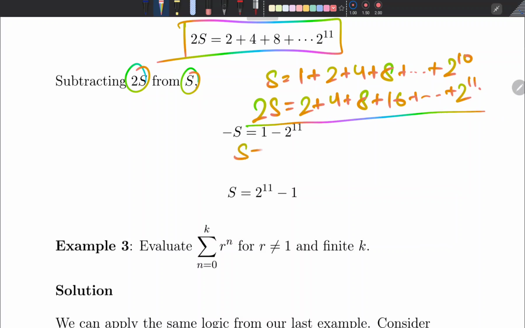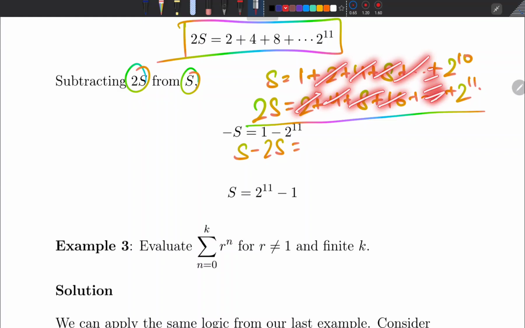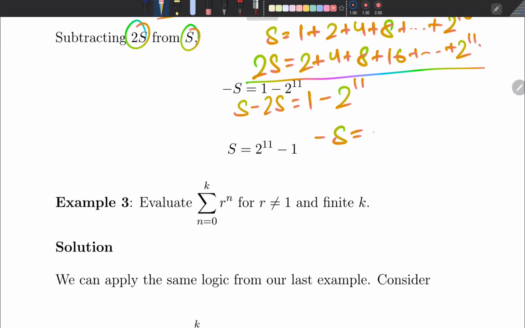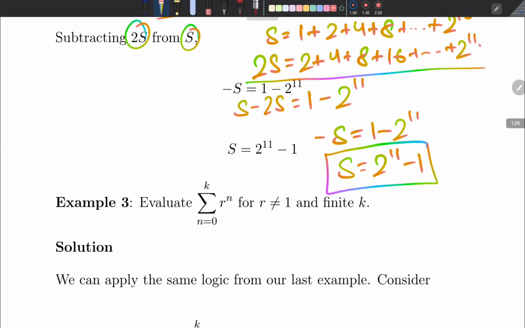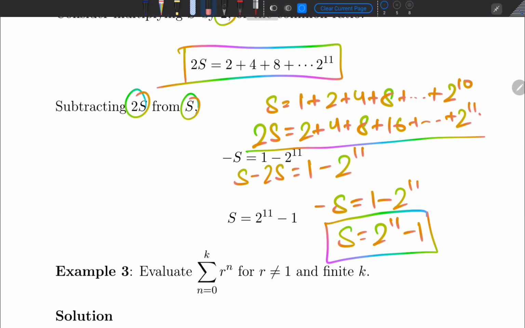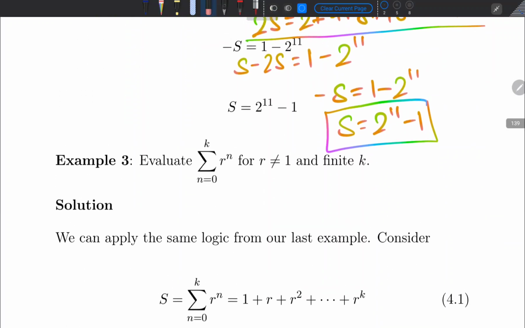So we would be having s minus 2s equals, just take a look at this, we just got rid of these 2's, 4's, 8's, 16's, and every term, and what we will be having in the end is 1 minus 2 to the 11, right? And from here it's minus s equals 1 minus 2 to the 11. So from here we can say s equals 2 to the 11 minus 1, and here's the value of that sum, right? So yeah, it's pretty much amazing.